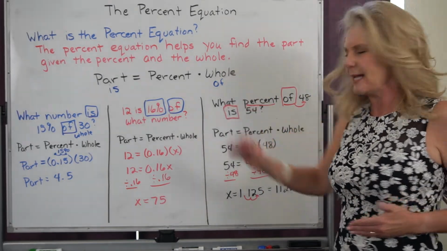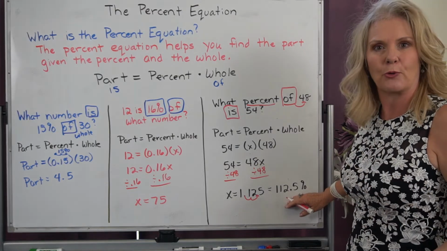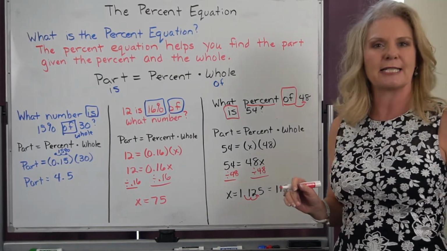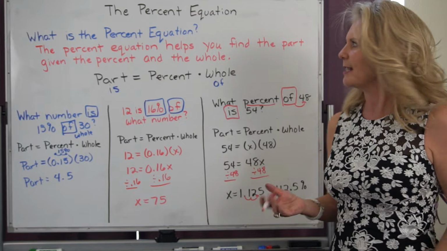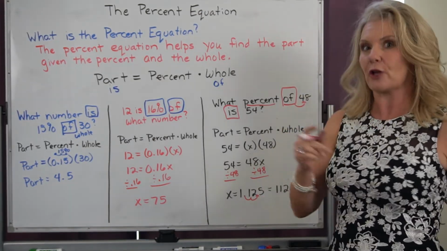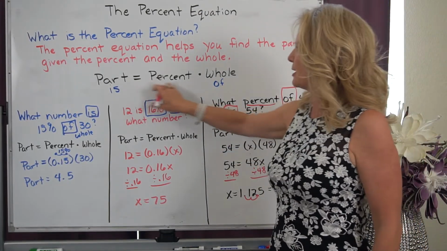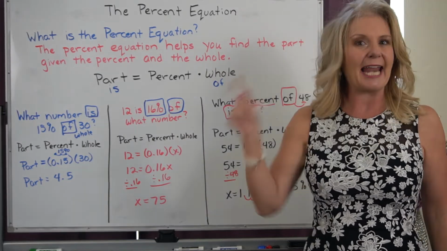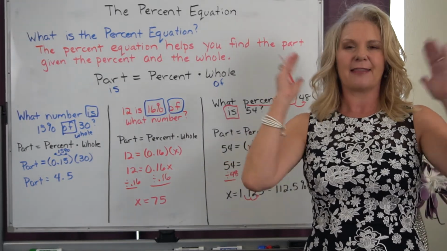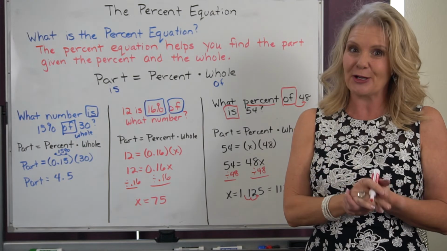Once I've moved it, now I'm comparing it per 100. I just put my percent sign on, and I've solved for that. So with one equation called the percent equation, part equals percent times whole, I can find any unknown piece of that. The challenge is up to you. Are you ready to go?